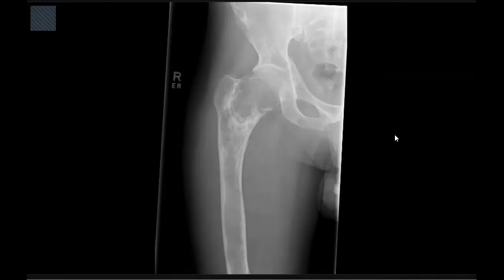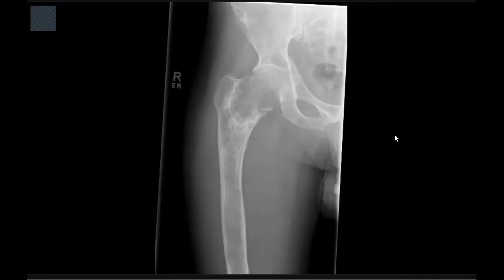I can see that the lesion has a wide zone of transition. It is seen involving the whole visualized part of the femur, with mild endosteal scalloping of the cortex, with no break in the cortex.